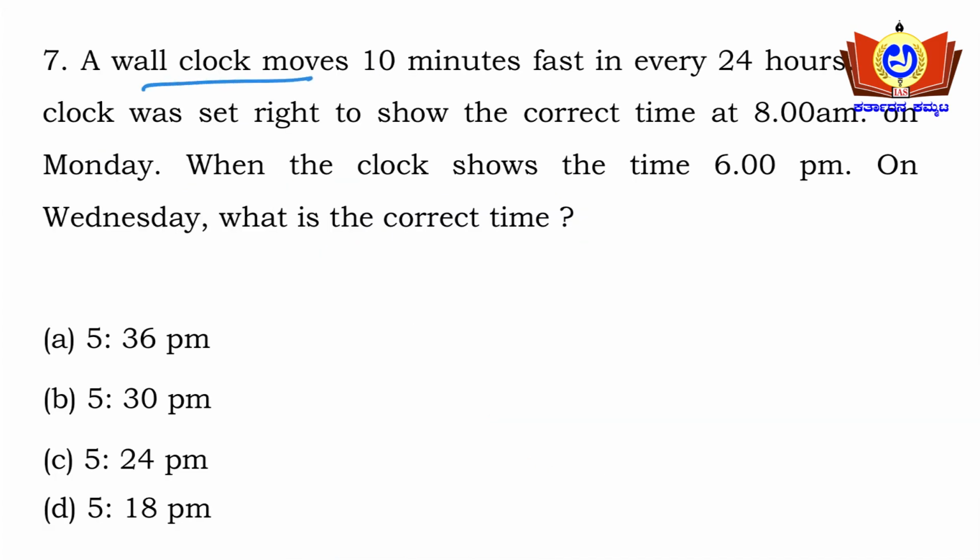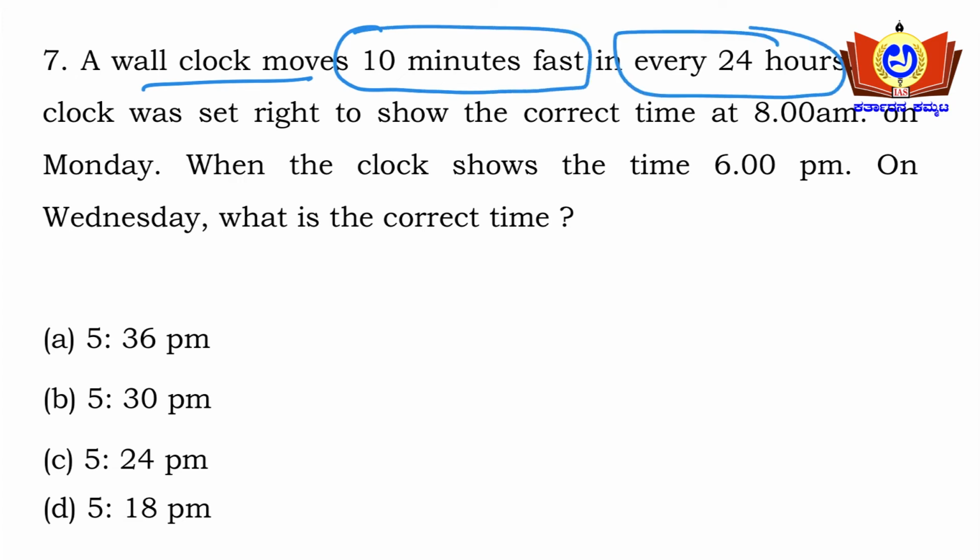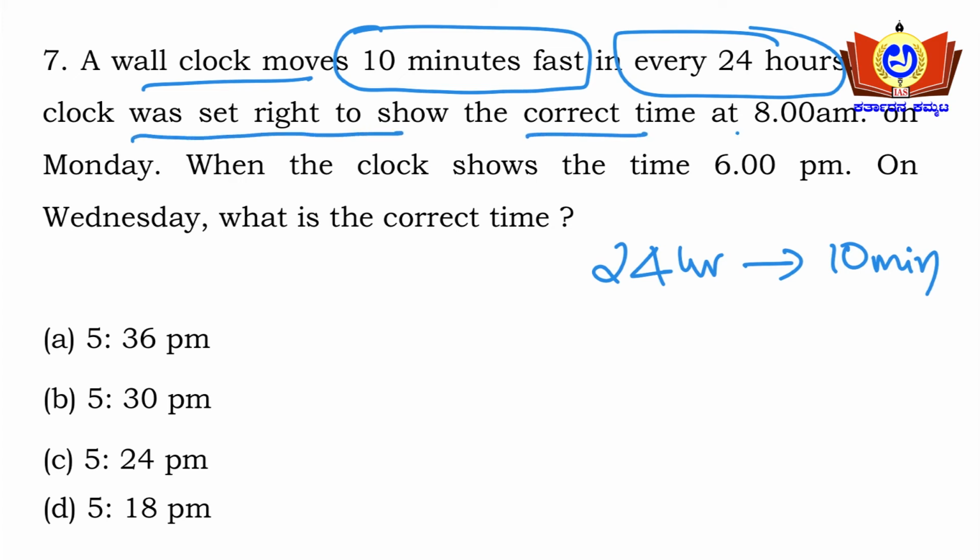A wall clock moves 10 minutes fast in every 24 hours. Okay, for every 24 hours the error is 10 minutes. This you need to take care of. The clock was set right to show the correct time at 8 a.m. on Monday. Okay, so Monday 8 a.m. the clock was set right.